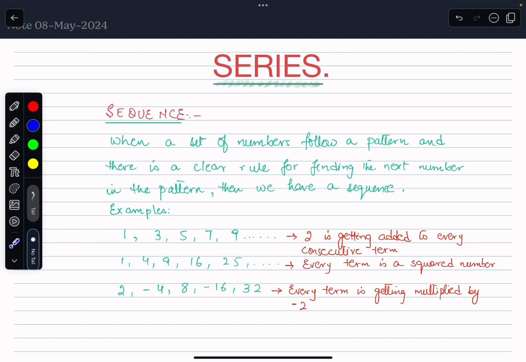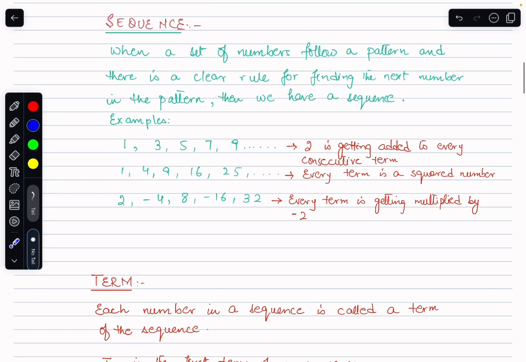So this is what we mean when we come across the word sequence. It has to follow a pattern, and then there should be a clear rule for finding the next number. Let's move to the next terminology.